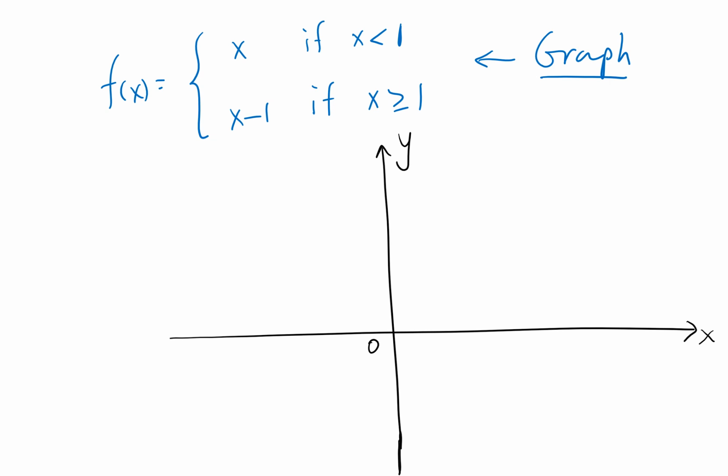So we're gonna graph the first one, y equals x. If you forgot how to graph the line, you can pick x, y values. Take 0, 1, 2. So you get 0, 0, 1, 1, 2, 2. This is the line.